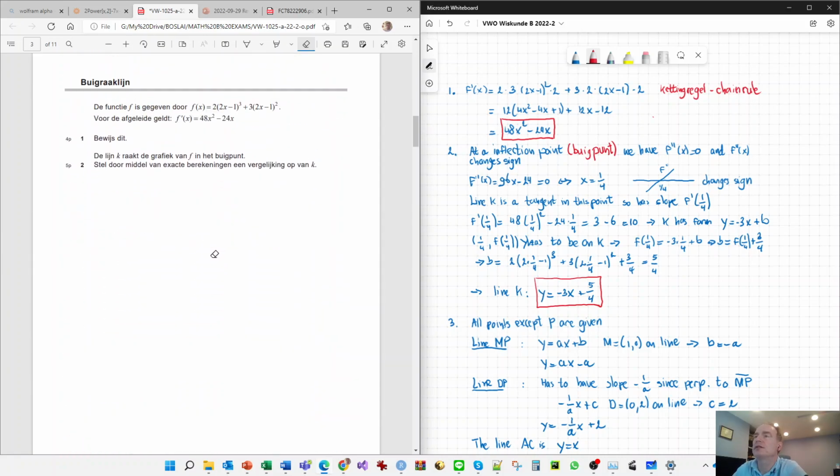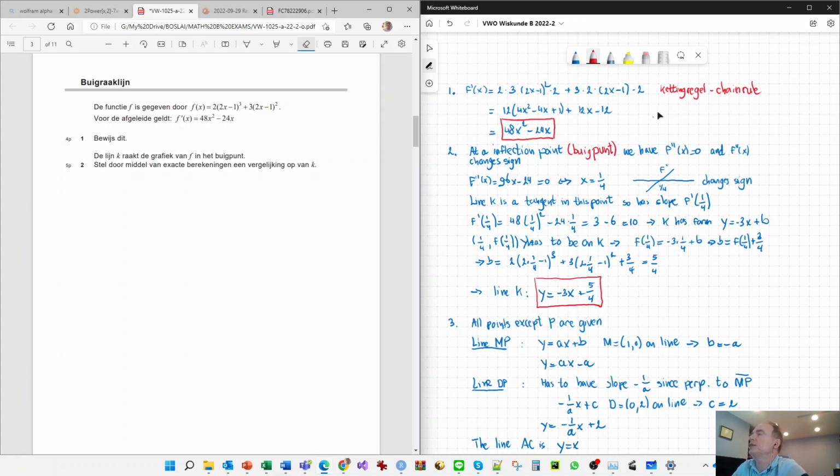The first question is about a buigraaklijn, which basically is a point of inflection. There's a function f given here by this expression, and they state that the afgeleide, which is the derivative, is equal to this expression, and we need to prove this, bewijs dit.